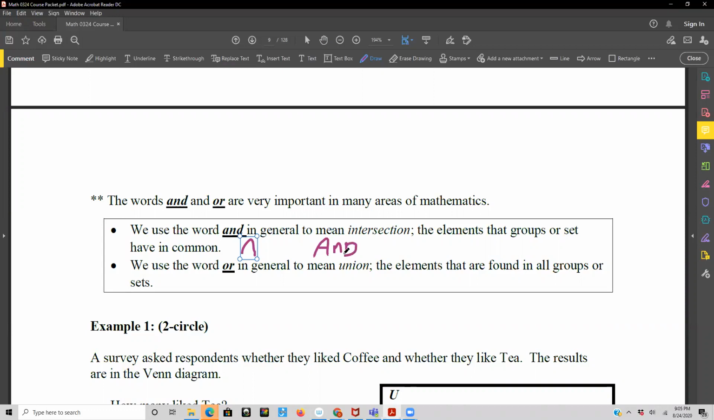So the other option is a union. When you get married, two people form a union. They come together. The two shall become one. Everything comes together and forms a union. That is what we call the word or.